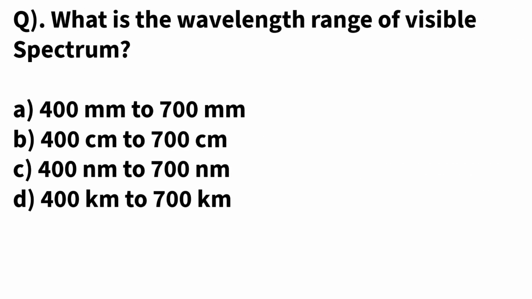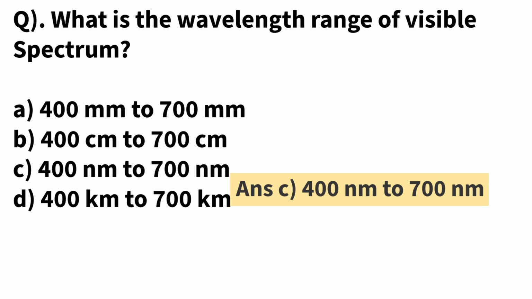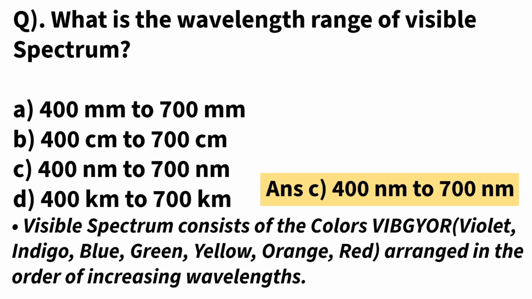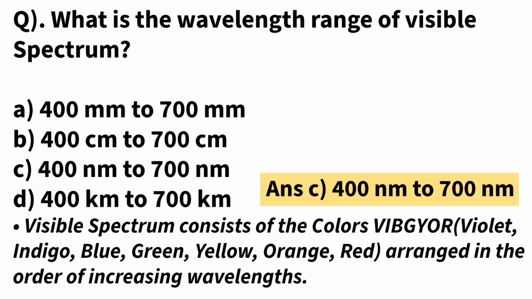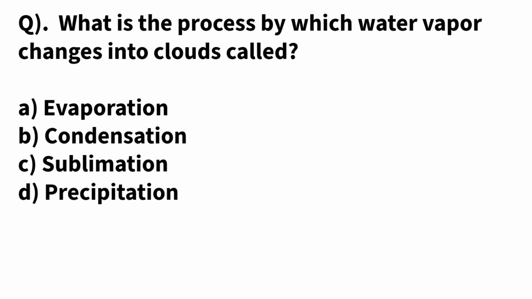What is the wavelength range of visible spectrum? The answer is option C, 400 nanometers to 700 nanometers. Visible spectrum consists of the colors VIBGYOR, which stands for violet, indigo, blue, green, yellow, orange, red, arranged in the order of increasing wavelengths.